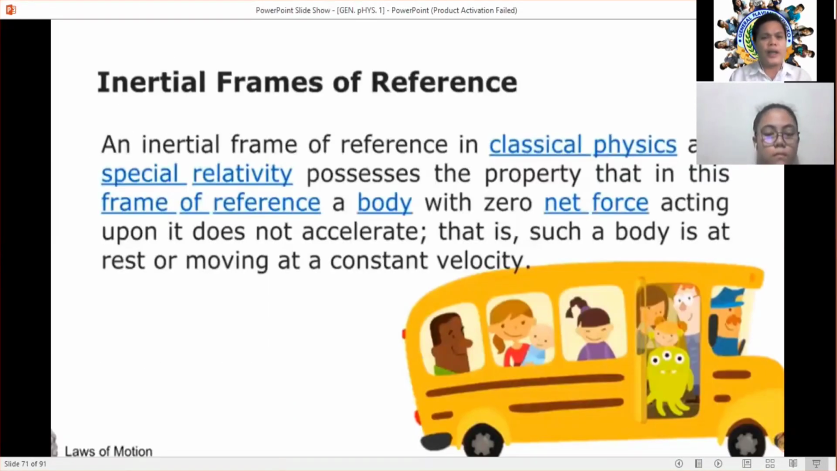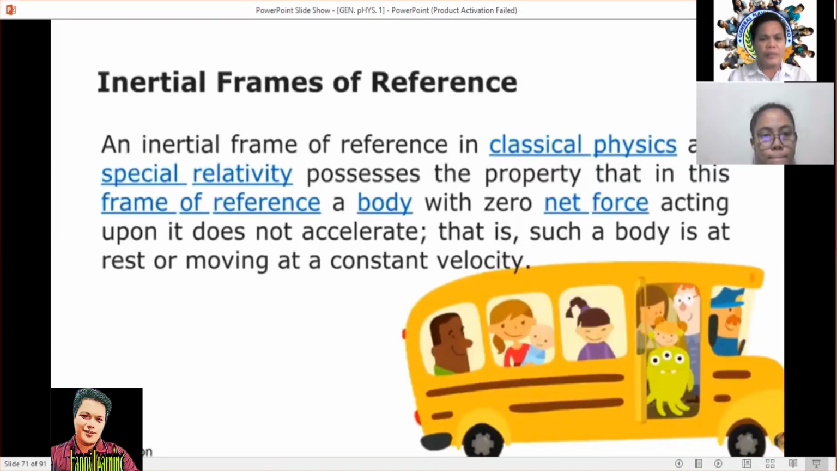So when we say inertial frame of reference, an inertial frame of reference is, in classical physics and special relativity, a frame that possesses the property that a body with zero net force acting upon it does not accelerate. That is, such a body is at rest or moving at a constant velocity.